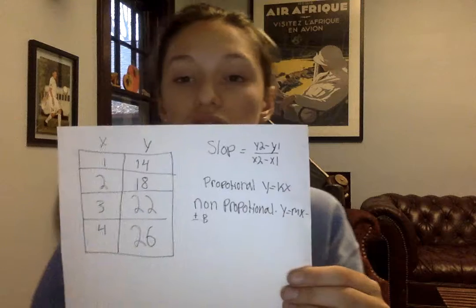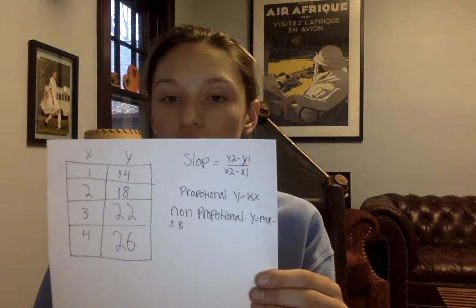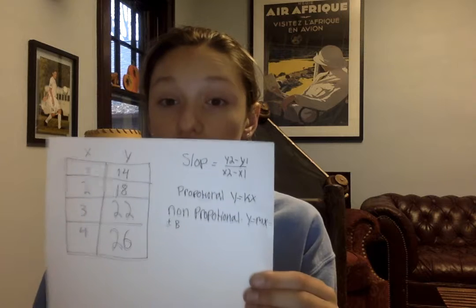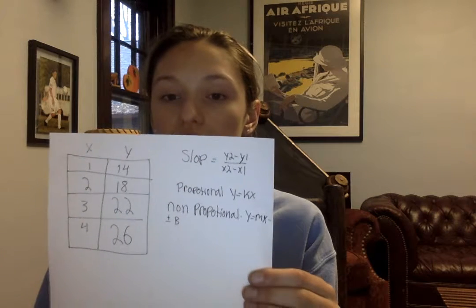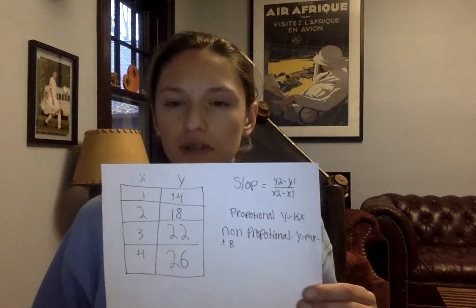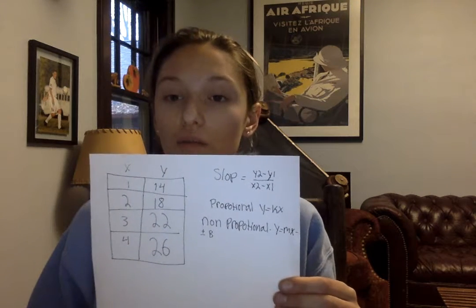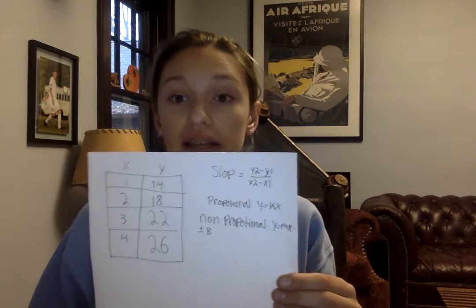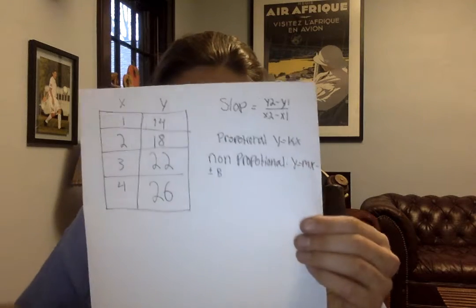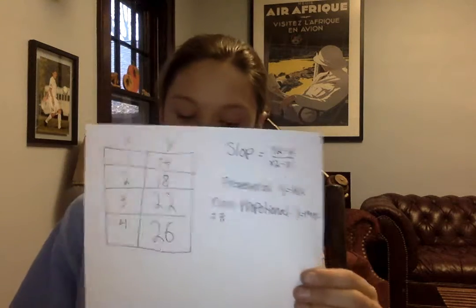You can't just do it the normal way, which would be y equals kx. Your k would be the slope. That means y equals 4x would be a proportional. However, this table is not proportional, and we know that because we plugged in our slope, which is 4, and it did not work. However, this does not mean that the table is wrong, it just means that it's non-proportional.